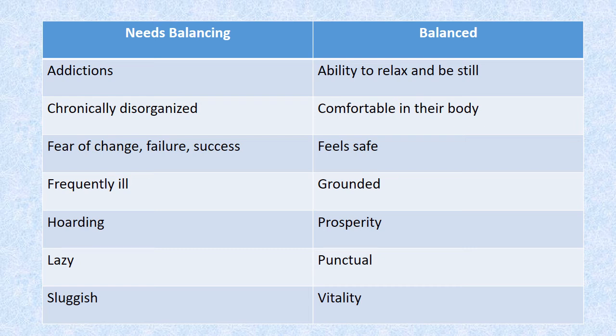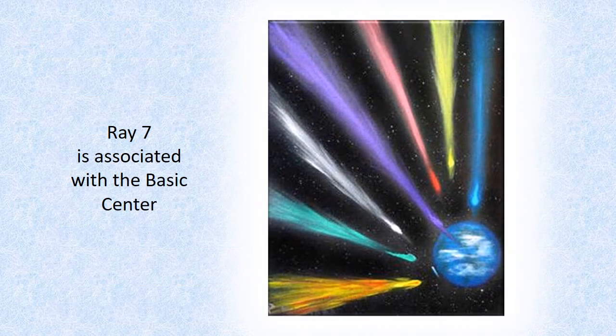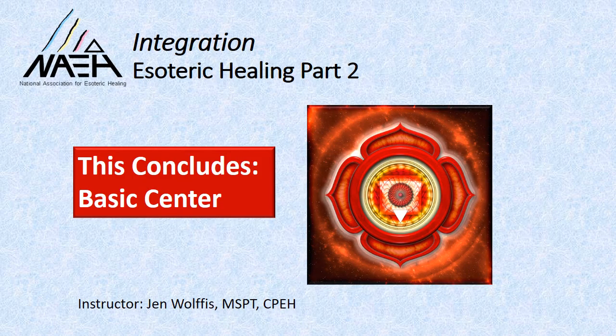And then someone with a balanced basic center has the ability to relax and be still, be comfortable in their body. They feel safe, grounded, prosperous, punctual, with a strong sense of vitality. Ray 7, which we learn about in part 2, is the ray that we use to balance the basic center and its associated triangles. So this concludes our metaphysical discussion about the basic center. In the next video, we'll go through the anatomy of structures energized by the basic center.